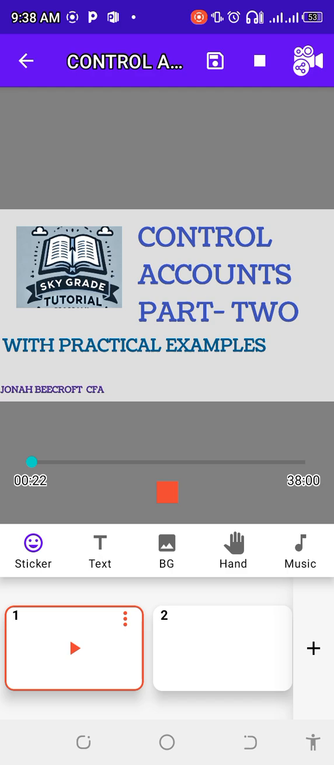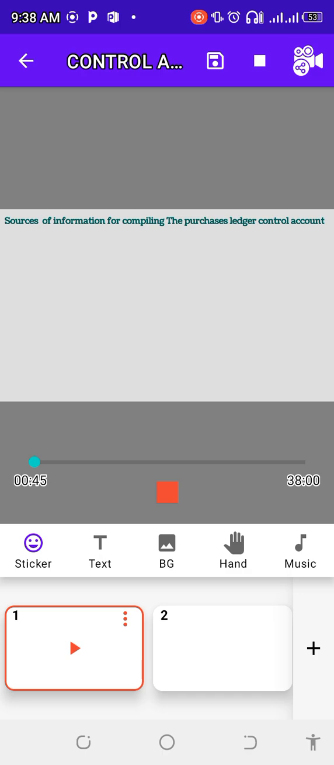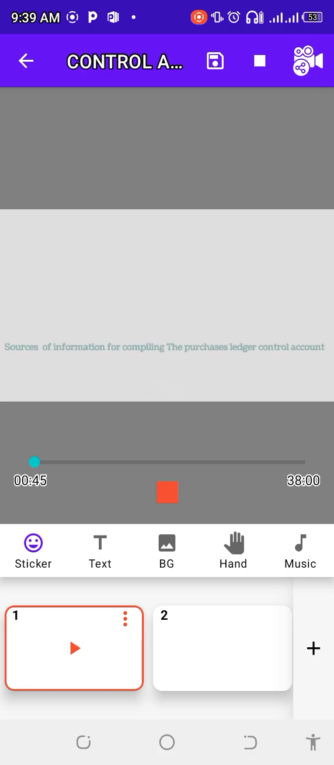What is purchases ledger control account? Purchases ledger control account is the account that tracks the total amount payable to creditors, or the total payable to suppliers. That is what control accounts are.